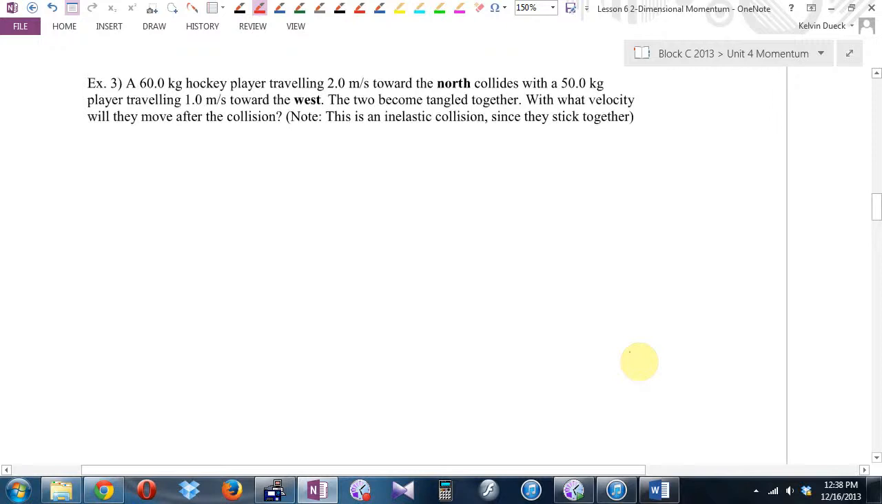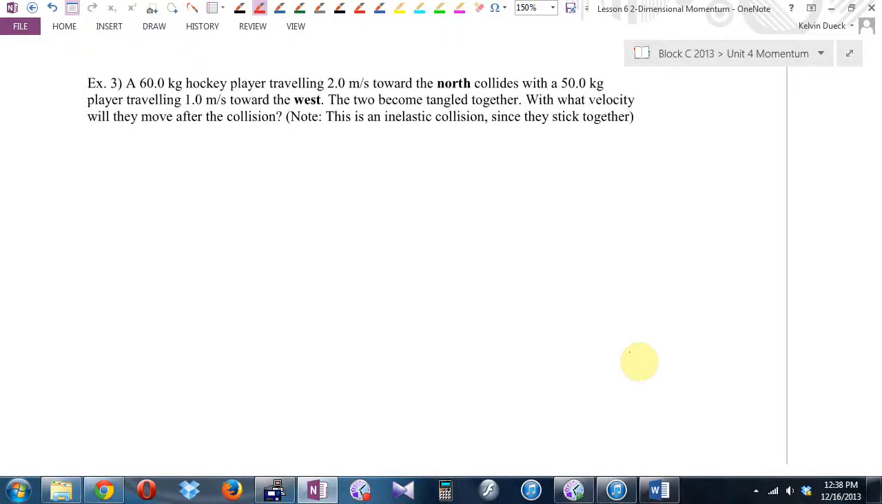Example 3. Read it. I'll read it out loud with you. A 60-kilogram hockey player traveling 2 meters per second toward the north collides with a 50-kilogram hockey player traveling 1 meter per second towards the west. The two become tangled together. With what velocity will they move after the what? After the what?